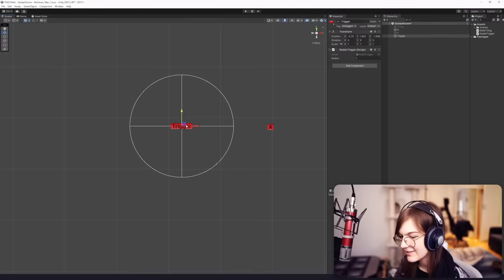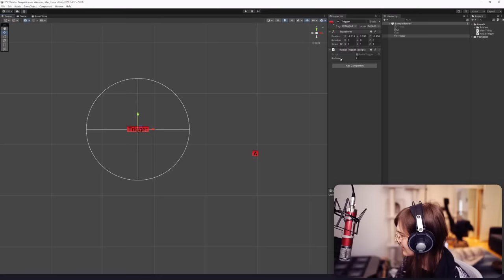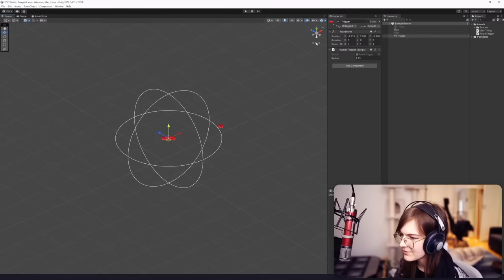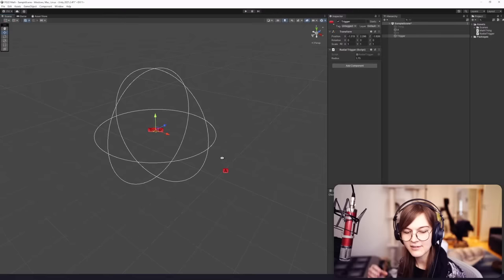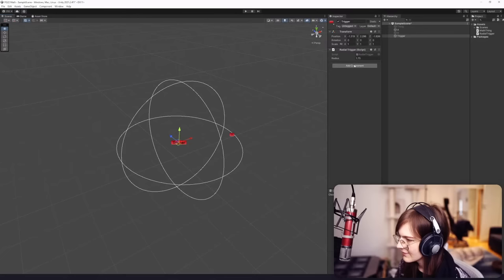All right, so we have our trigger and we can set the radius of this one and you can see that it changes. We have our trigger and it's also spherical because we're drawing a sphere. But whether or not it's going to be spherical in our math implementation depends on how we implement it. But I think for now we're just going to stick to 2D. So I'm going to stay in this 2D view.